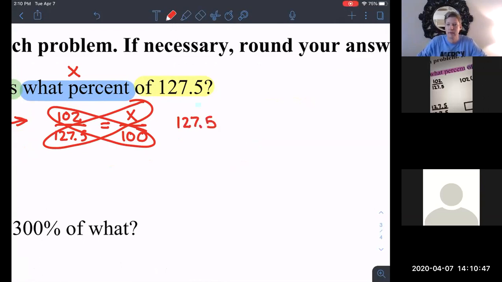Oh, we got somebody else? Abby. All right, so I'm getting Abby in here. Should be joining any second now. Okay, I'll continue with the problem.